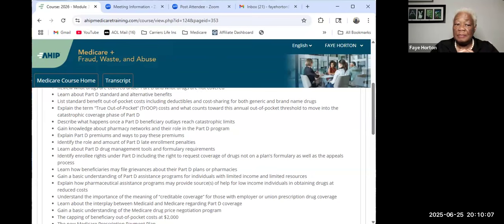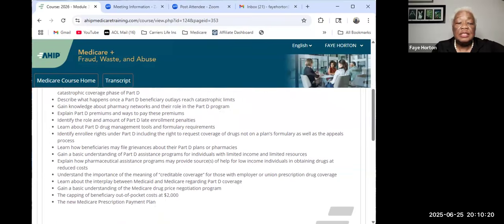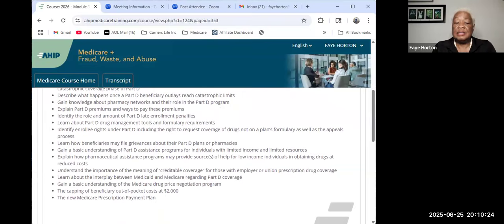Part D assistance programs, how to file grievances about a Part D plan or about a pharmacy, how we might be able to help individuals with limited income, how pharmaceutical assistance programs work, understand the importance of credible coverage for those with employer or union prescription drug coverage, learn about the interplay between Medicaid and Medicare regarding Part D coverage, gain a basic understanding of Medicare drug price negotiation programs, the capping of the out-of-pocket cost for beneficiaries at $2,000, and the new Medicare prescription payment plan.